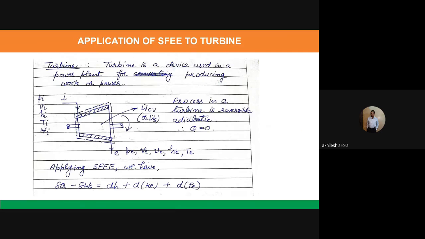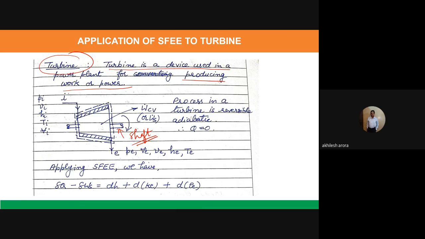Now we can apply this equation to the turbines also. What is a turbine? Turbine is a device used in a power plant for producing work or power. So what is the function of a turbine? Turbine is used for producing the power. You can see in a turbine we have the shaft also. This is the shaft of the turbine. This shaft is the rotating part. It is basically used for producing the power, so the power is available at the shaft.